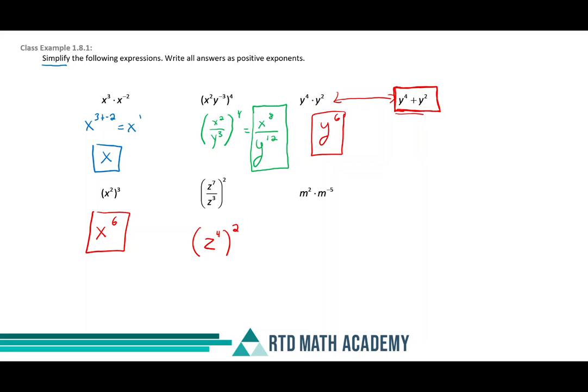And now I'm going to raise a power to a further power like we've done a few times. Z to the power of 4 raised to the power of 2 is the same thing as 4 times 2, which happens to be z to the power of 8.